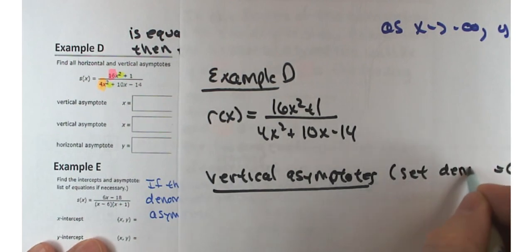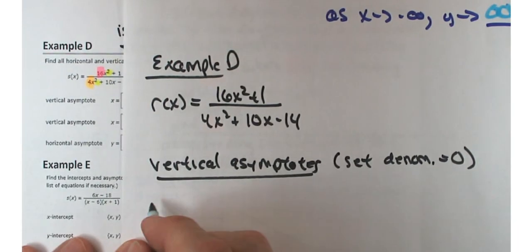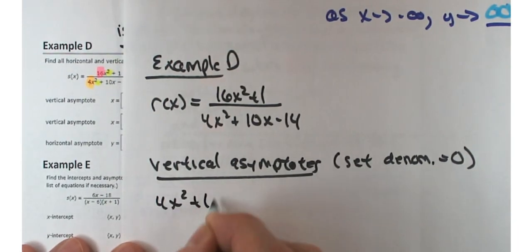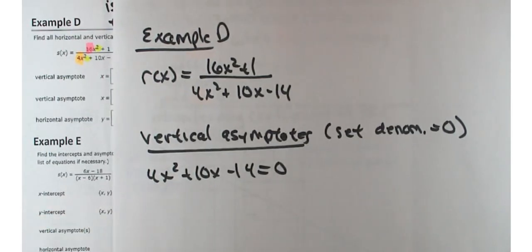Set the denominator equal to 0. Great. So that's going to be 14x squared plus 10x minus 14 equals 0. Who feels like using the quadratic formula? Yeah, me neither. All right.